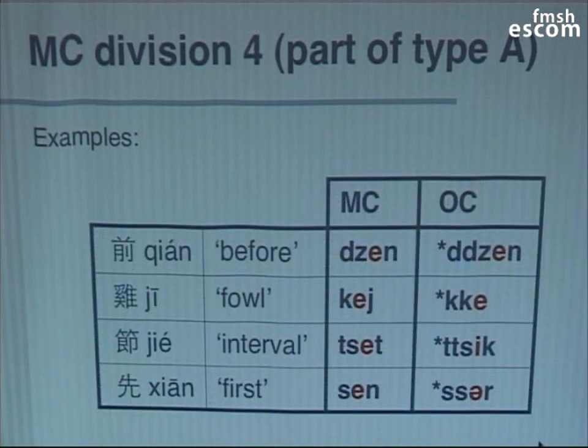Division 4 always has an E and no J or Y before, so qian is D-Z-E-N, fowl, chicken is K-E-J, interval is T-S-E-T, first is S-E-N, and so forth.